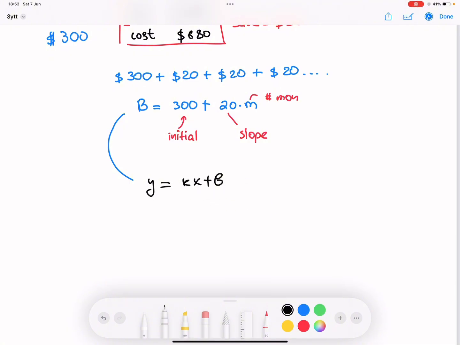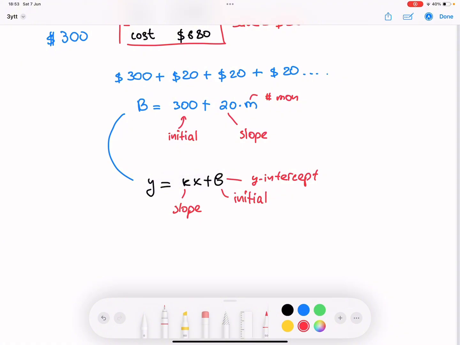B here is the initial budget, or it has another name, which is the y-intercept, as we call it. And here k is the slope, or rate of change. X and y are variables. X is independent, y is dependent. Y depends on the x here.